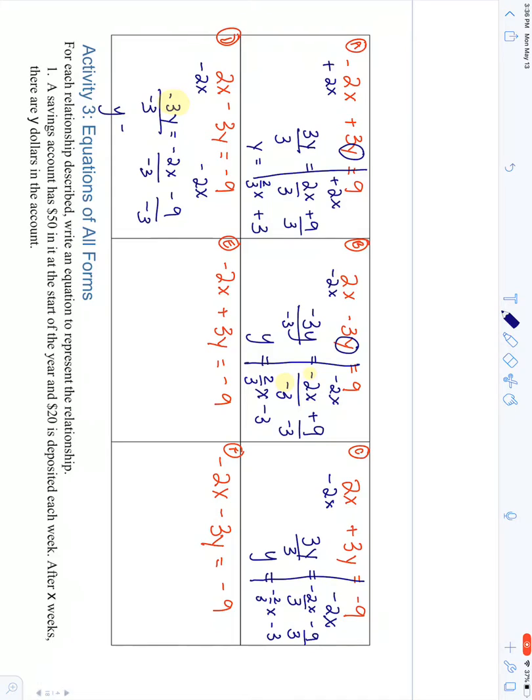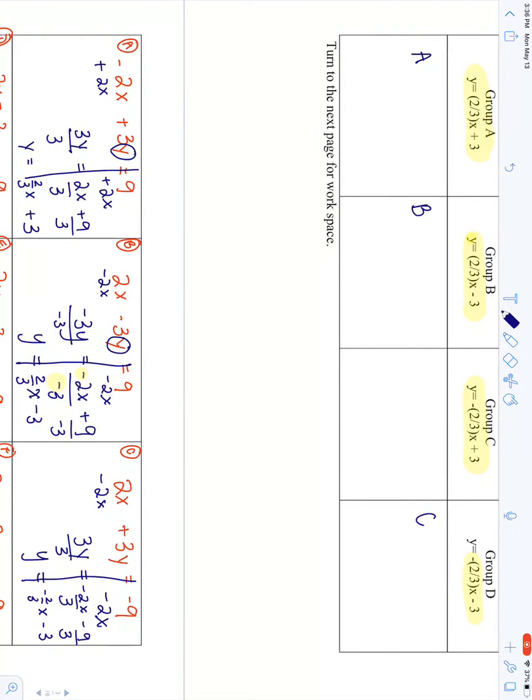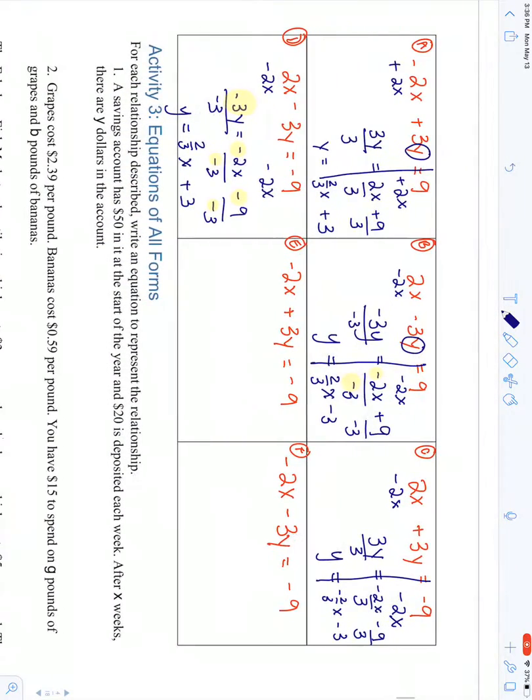And once I do that, I'm left with y is equal to a negative divided by a negative equals a positive. Same thing goes here. So everything's going to be positive, 2/3 x plus 3. So it looks like it's going to belong in group A. So card D also belongs in group A.